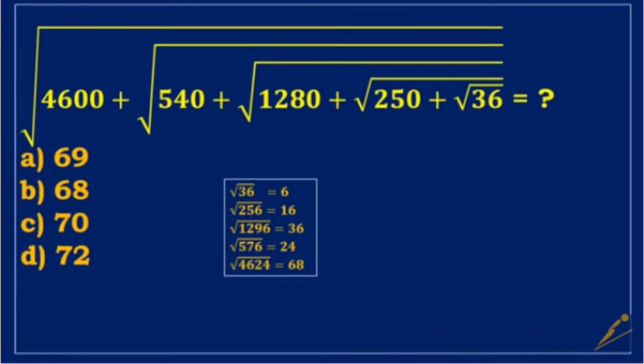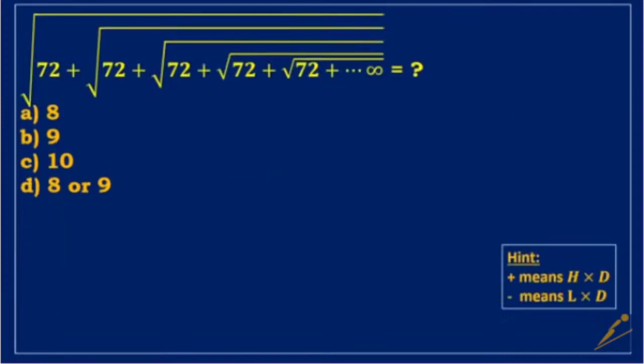Then it is added to 540, and the value becomes 576. The square root of 576 is 24. Then it is added to 4600, and the value becomes 4624. The square root of 4624 is 68. Let us look at a final example in the nested radical function.